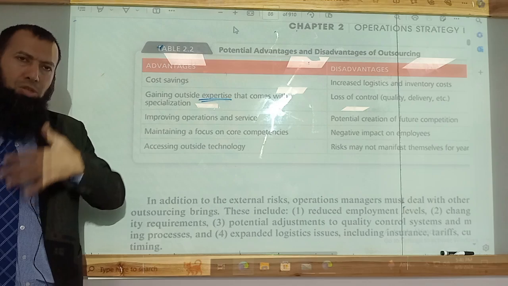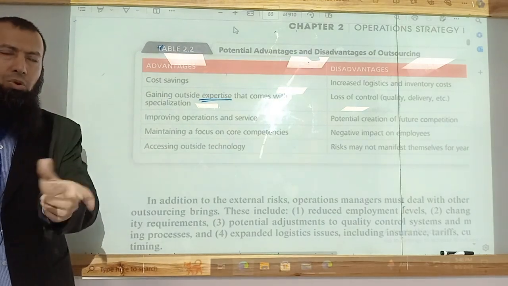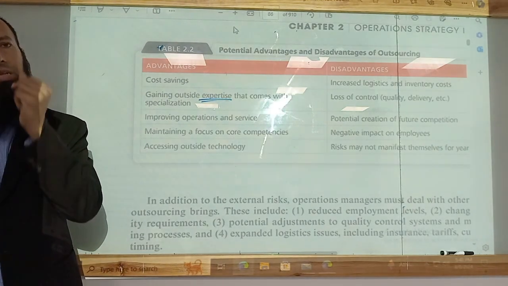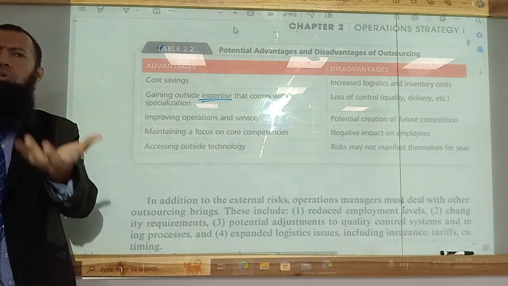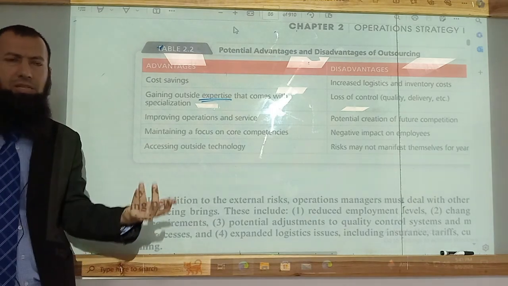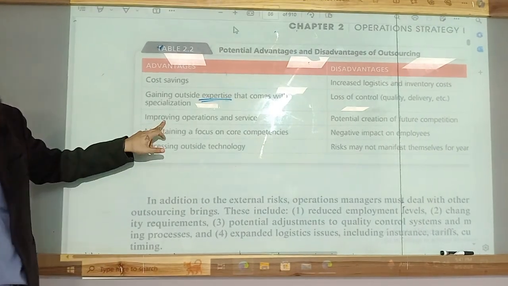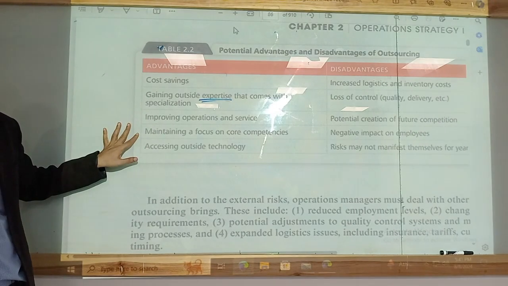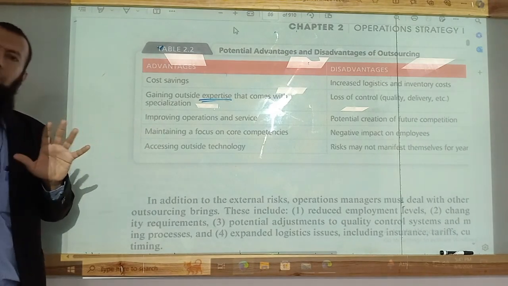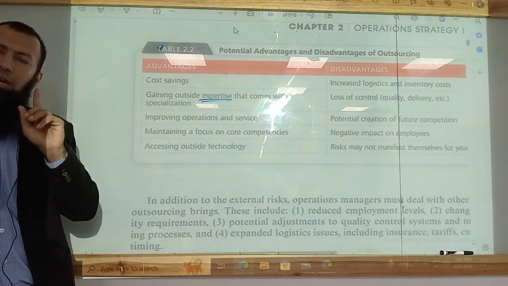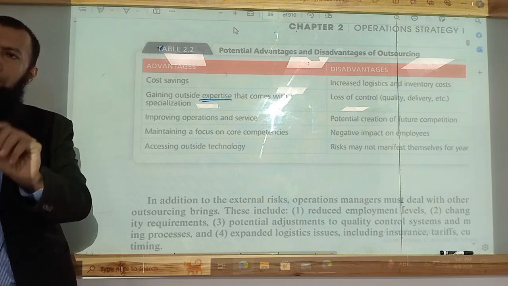Or you give business to his company. You don't hire that person, you give the business to his company. So basically they have their own companies, and you hire his company and you give the particular amount which is agreed. Improving operation and services: your operation and services are improved. Because why? Because the company you outsource to is more productive than you.